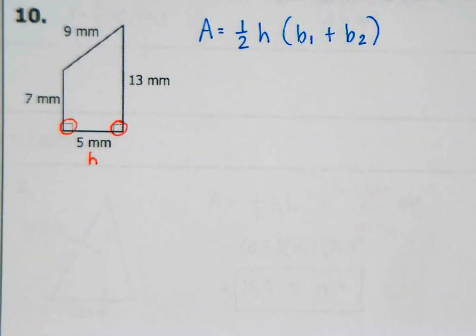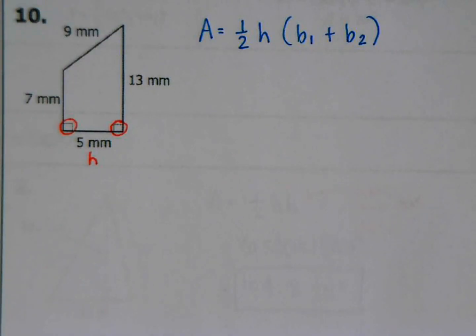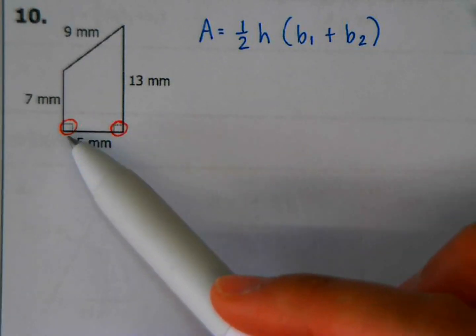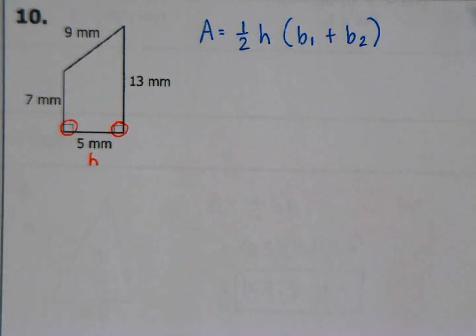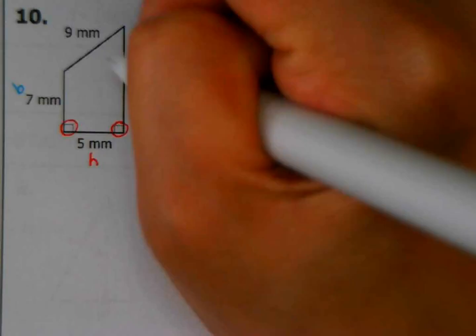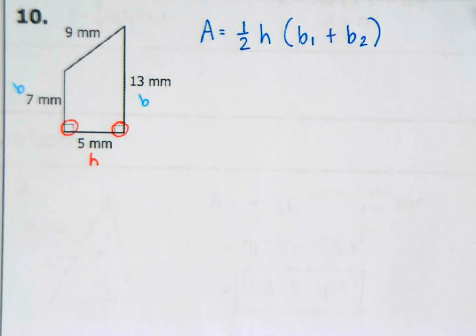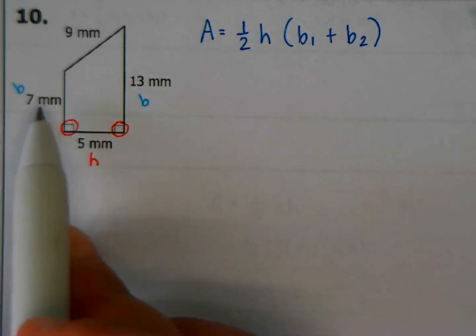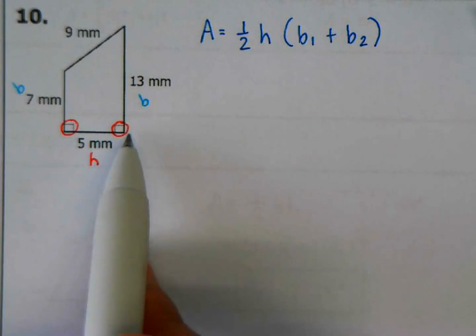Here's a key thing here. Just because it's called height doesn't mean that it's always going to look up and down. That's why you're looking for the 90-degree angles. Who connects the bases? So this is a base, this is a base. At a 90-degree angle, the 5 does. So that's the relationship between bases and its height, 90 degrees.